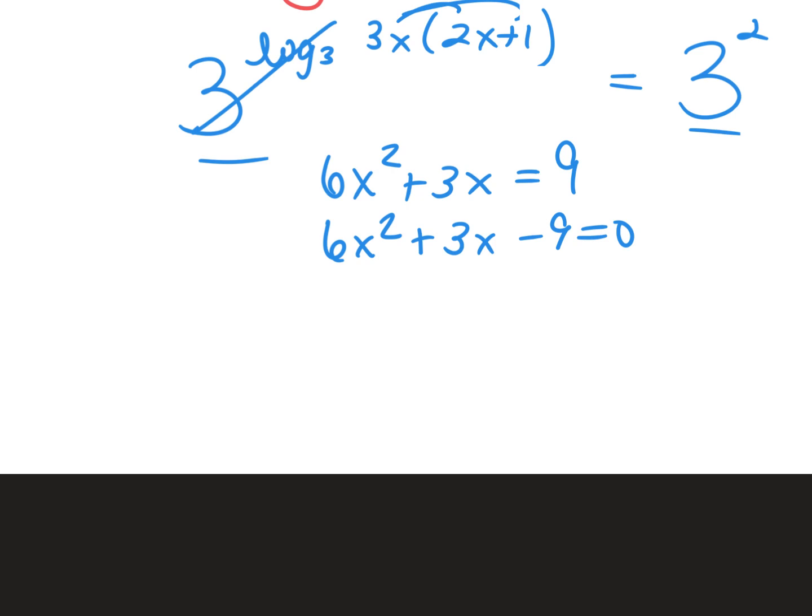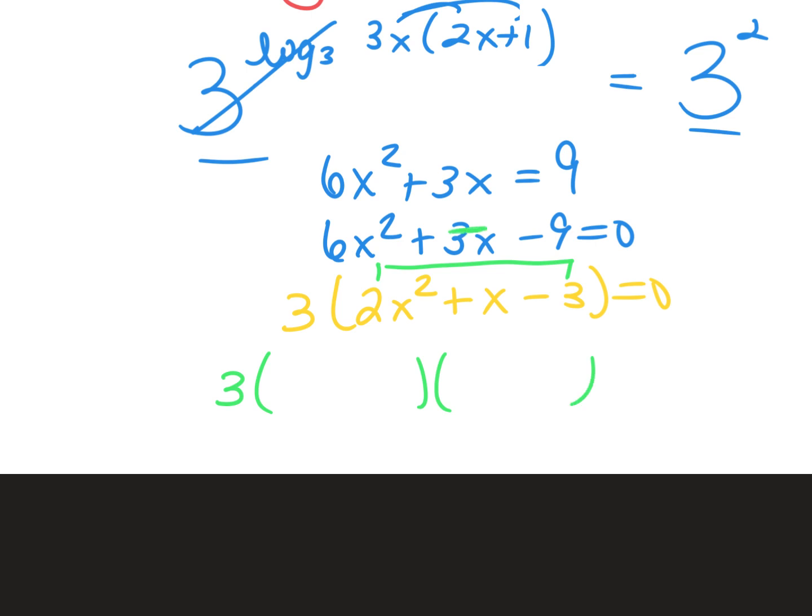What should I take out of all three of these? All three of them have a 3, so take that out. 6 divided by 3 gives me 2x squared plus x minus 3 equals 0. Now we're going to factor using a times c. Leave that 3 out here. You can let it hang out for a minute. But what are the factors of negative 6 that multiply to give me a negative 6 but add to give me a 1? 2 times negative 3. What's going to give me a negative 6 when I multiply, but a positive 1 when I add? Negative 2 and plus 3.